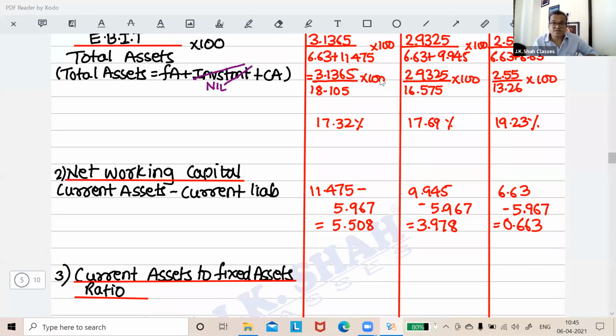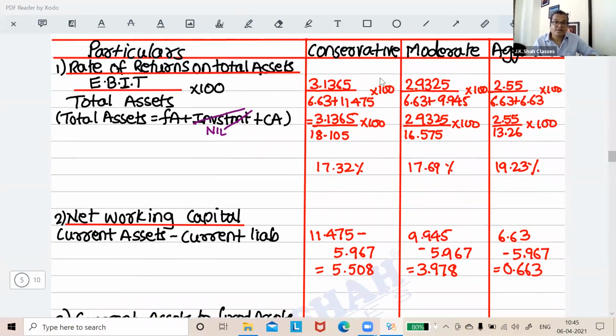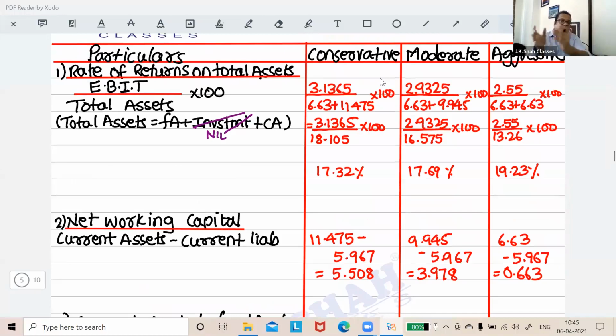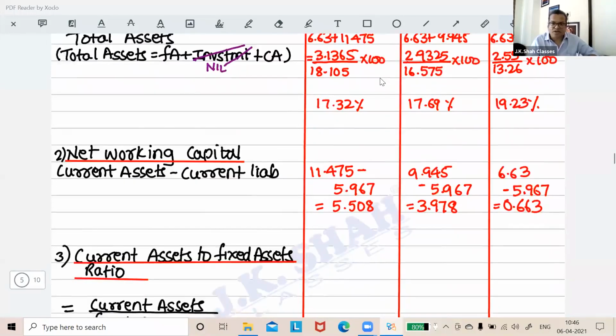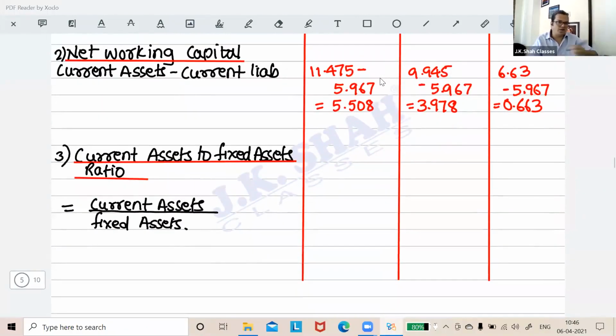What you notice is that as you move from conservative to aggressive, the profitability is increasing, but the working capital that you are maintaining with yourself is decreasing. Working capital is funds available for smooth working of day-to-day business activity. You are trying to run the show at the minimum working capital. You are increasing your risk. Let's complete all the calculations first.